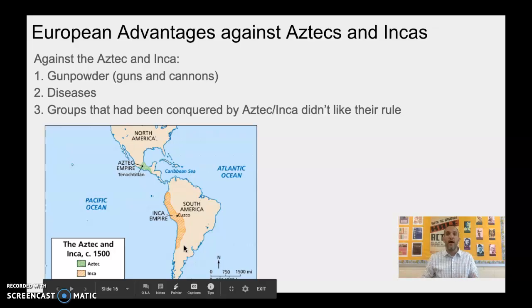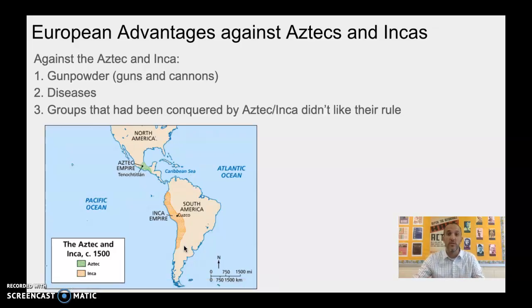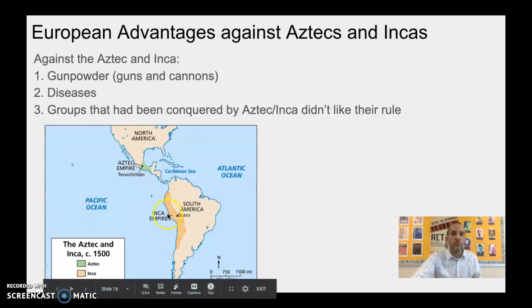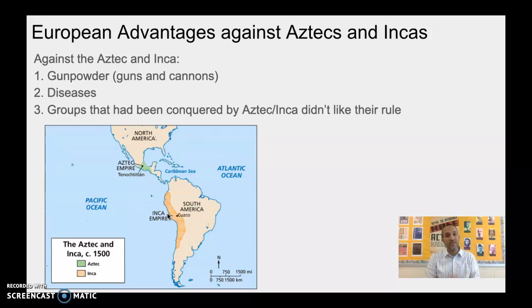And when the Spanish arrived in the early 1500s, basically we're talking like 1511 to the 1530s, when the Spanish really arrive in these two empires, the Spanish have a couple major advantages. So number one, we talked about this in Unit 3, but we've got gunpowder. And the Spanish have gunpowder and the Aztecs and the Incas don't. It's a huge, obvious advantage.